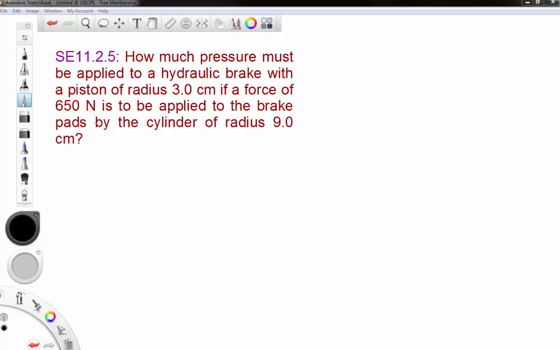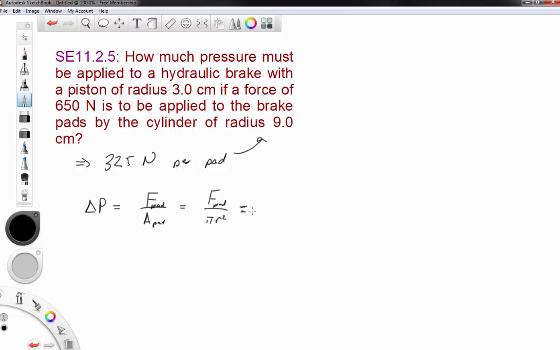Let's assume that this is 650 newtons total. So that means that you only need 325 newtons per pad. So each pad then has this radius. And so basically the increase in pressure must be the force applied to the pad divided by the area of the pad. And that's going to be the force applied to the pad divided by pi times r squared.